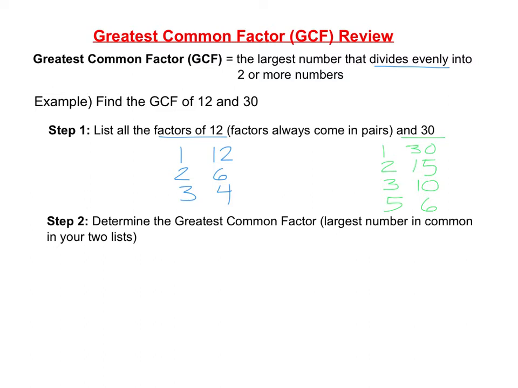Now, to determine the greatest common factor, you just need to find the largest number that's in common in your two lists. So the biggest number that is a factor of both. Okay, I'm going to start over here. My biggest number is 12. Well, 12 isn't a factor of 30. My next biggest number is 6. Notice that 6 is also a factor of 30. So 6 is the greatest common factor, and we would say that the GCF is equal to 6.